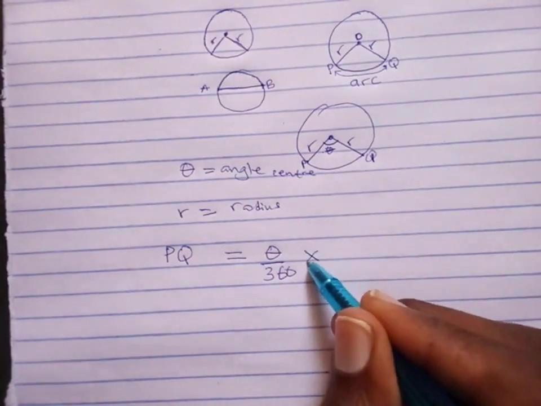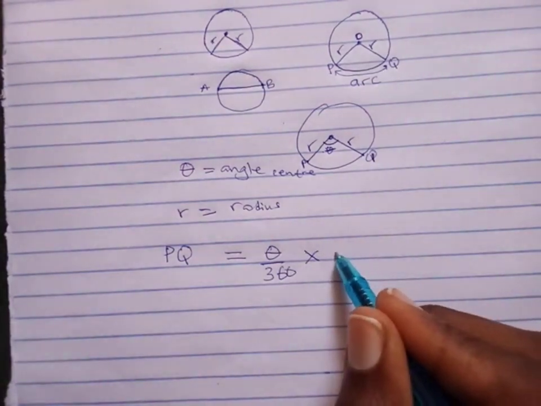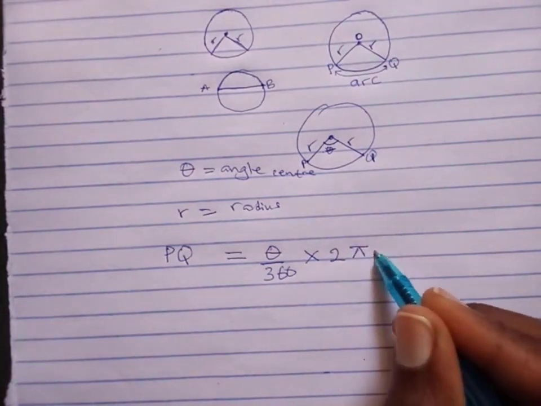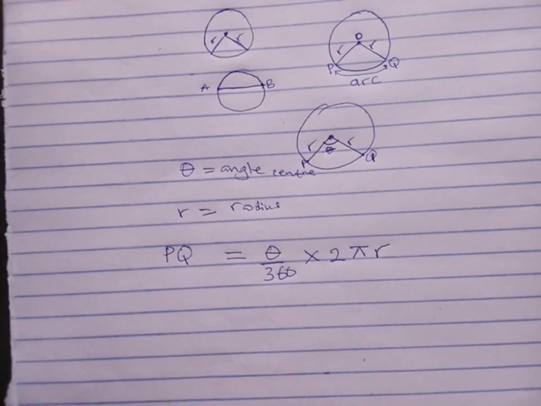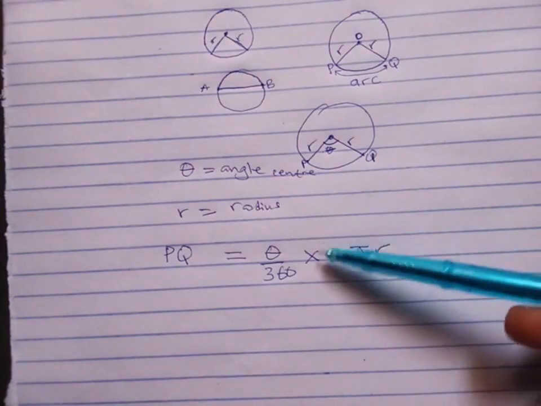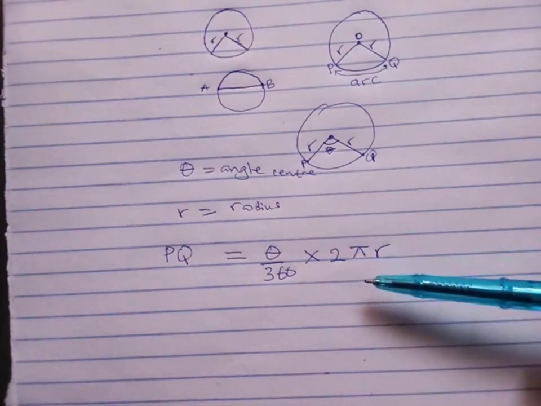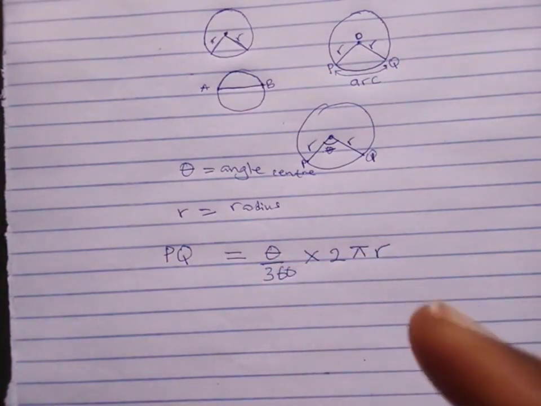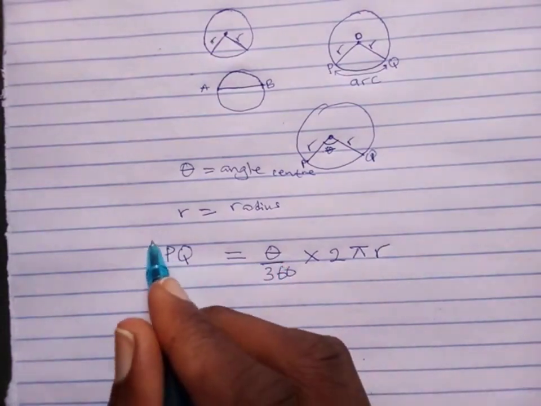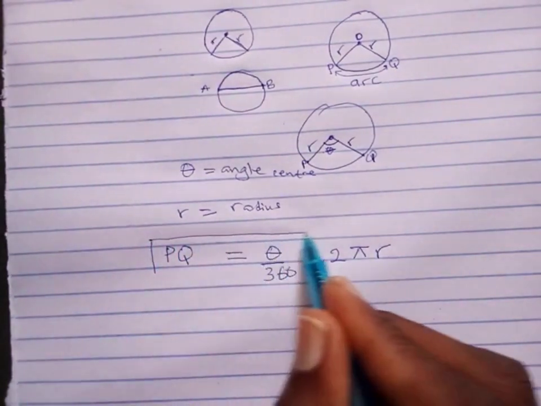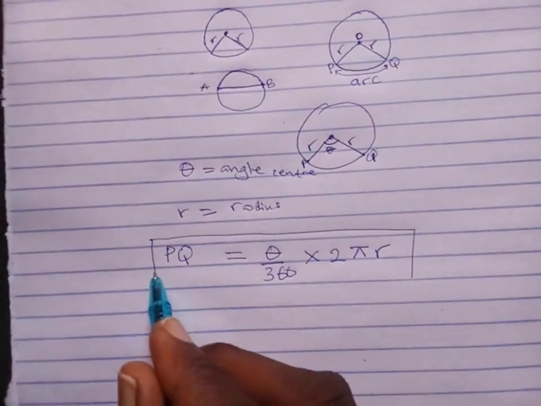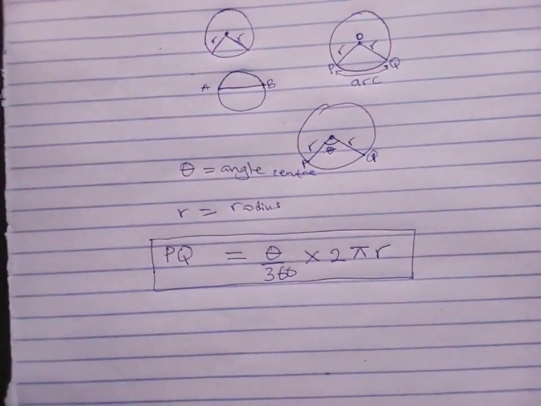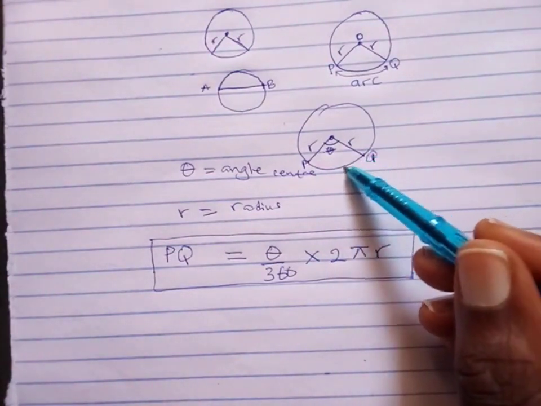Now we're going to multiply it by the circumference of the circle, 2 pi r. In one of our videos, we looked at how to calculate the perimeter of a circle and the circumference of a circle. I would like you to look at the link below. This is the mathematical expression for the length of arc of a circle. With this formula, we can find the length of this arc.